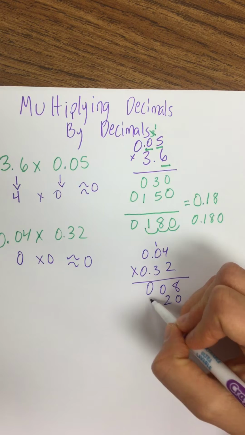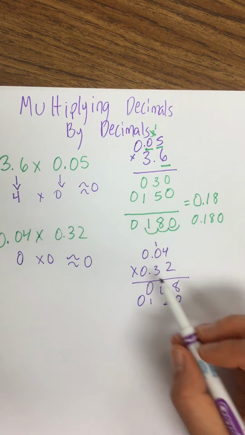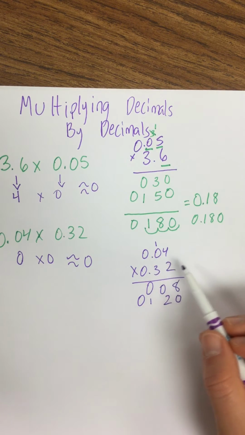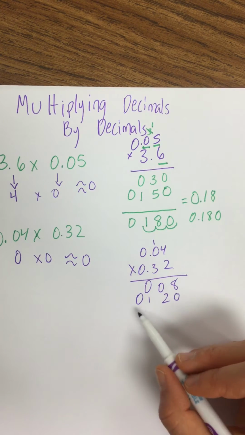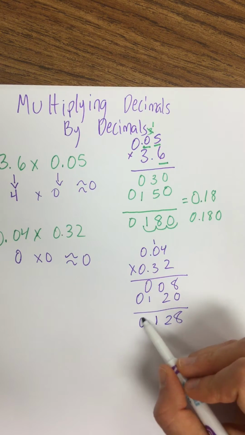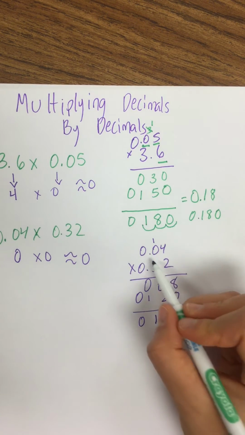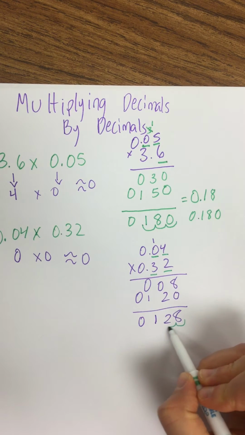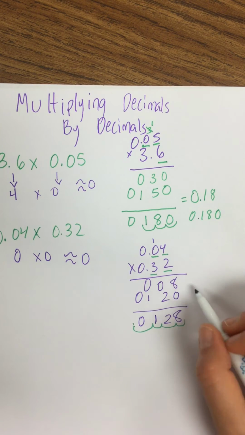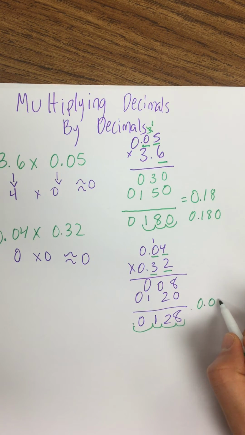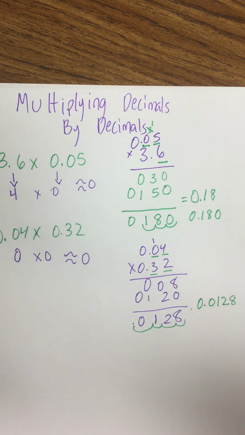12, 1, 0. You don't have to do the 0 times the number on top over here because it's just going to equal 0 all the way through. 8, 2, 1. Okay, this number is going to have 1, 2, 3, 4 spots after the decimal. 1, 2, 3, 4. So my answer here is 0.0128, which is very close to the number 0.